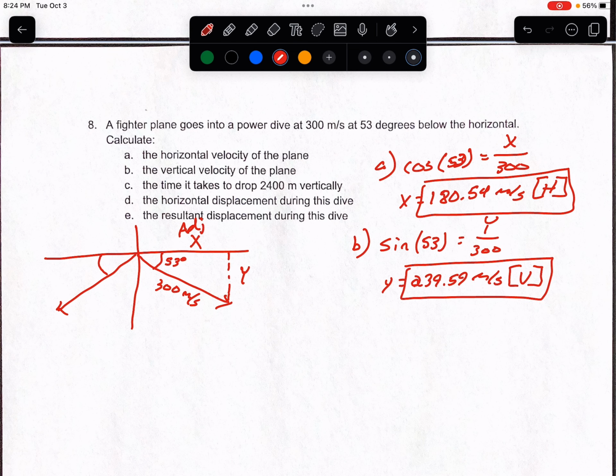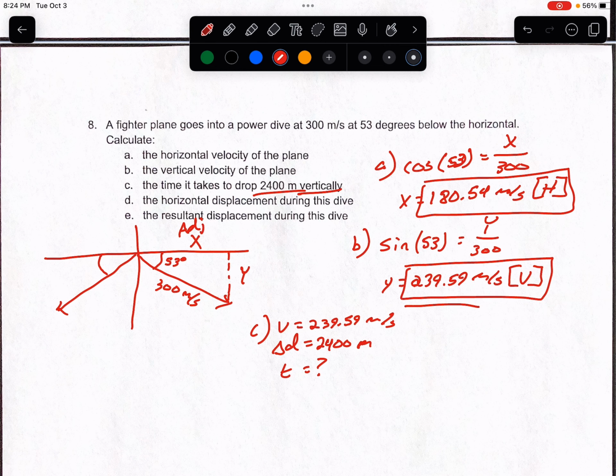Part C, it says the time it takes to drop 2,400 meters vertically. So the keyword there is vertically. So we're not doing SOHCAHTOA stuff anymore. We're not doing Pythagorean theorem. So that means we're going back to the V, D, and T. Looking for time. Drop 2,400 meters, so that's my displacement. And if I'm talking about going vertical and vertical only, I'm going to use the velocity that's going vertical and vertical only. That is going to be that 239.59.